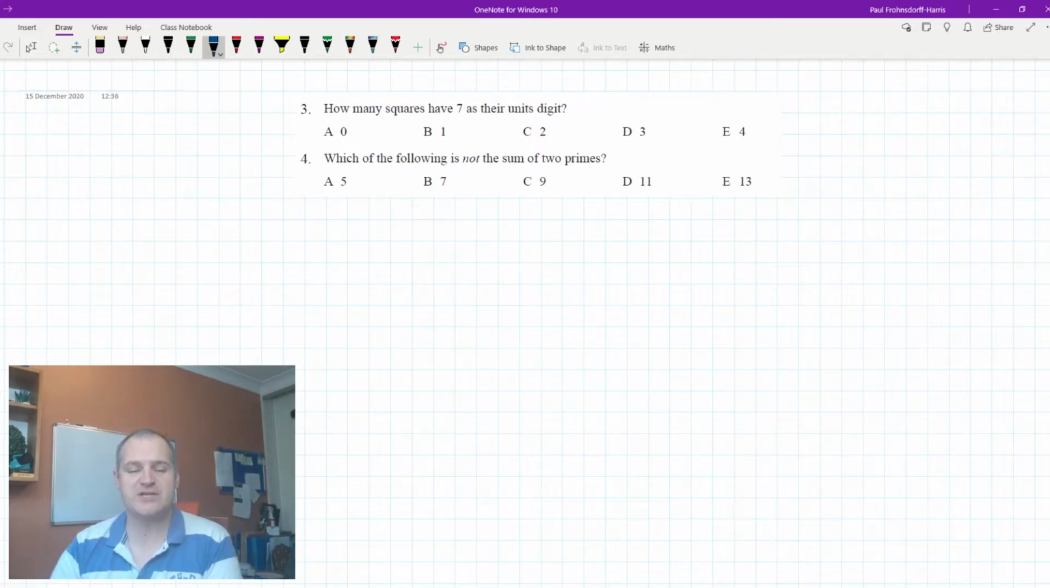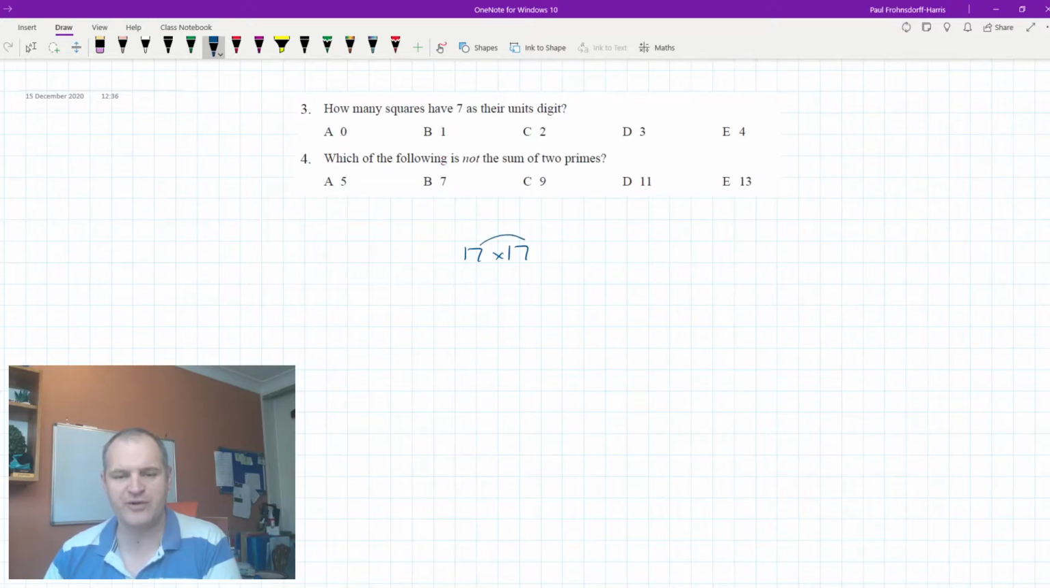How many squares have 7 as their units digit? So, square numbers always are made, even if we had something, for example, like 17 times 17, the units digit comes from the 7 times 7. So, we can check all of them exhaustively. 1 up to 9. In fact, I'm even going to include 0 because they're the only things a number can end in. 0 times 0 is going to be 0, so that's a possible ending.